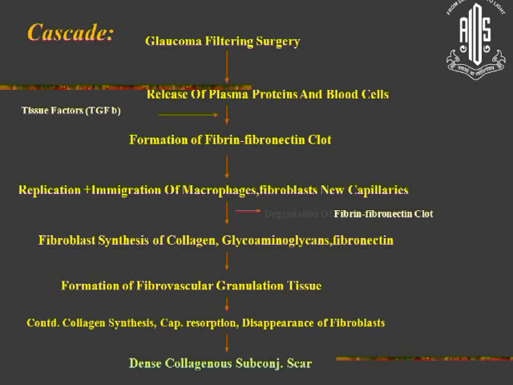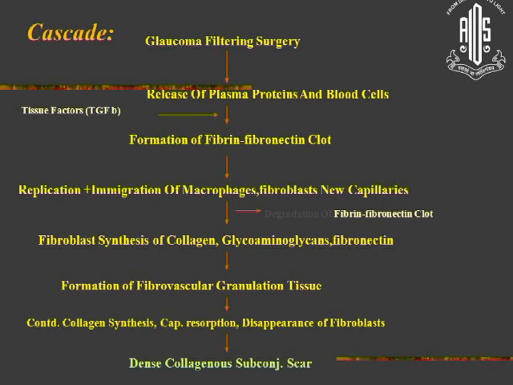So this is what happens after we do a filtering surgery. There is a release of plasma proteins and blood cells, which leads to formation of a fibronectin clot. There is replication of cells and immigration of macrophages, fibroblasts in the area, and formation of new capillaries. Then there is a degradation of this clot, and fibroblast synthesis of collagen, glycosaminoglycans, and fibronectin occurs.